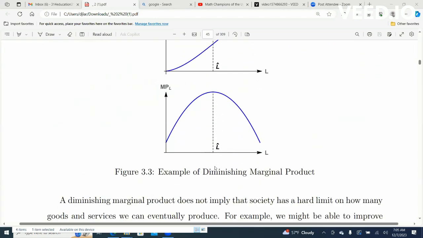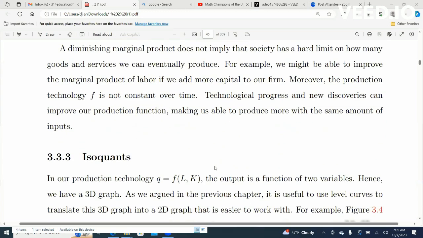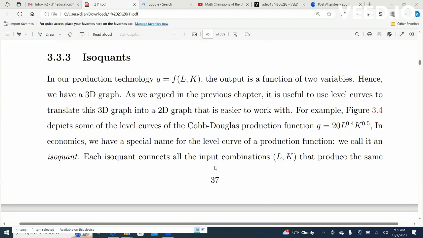Okay, so if we have this going on, we can move on to the isoquants. Yes, so we do want to read a lot about isoquants. In our production technology, Q equals F of L, K. The output is a function of two variables, hence we have a 3D graph. As we argued in the previous chapter, it is useful to use level curves to translate this 3D graph into a 2D graph that is easier to work with.